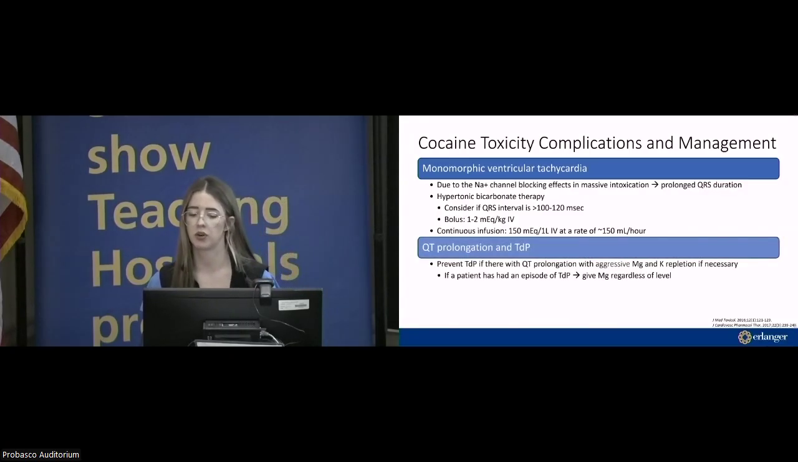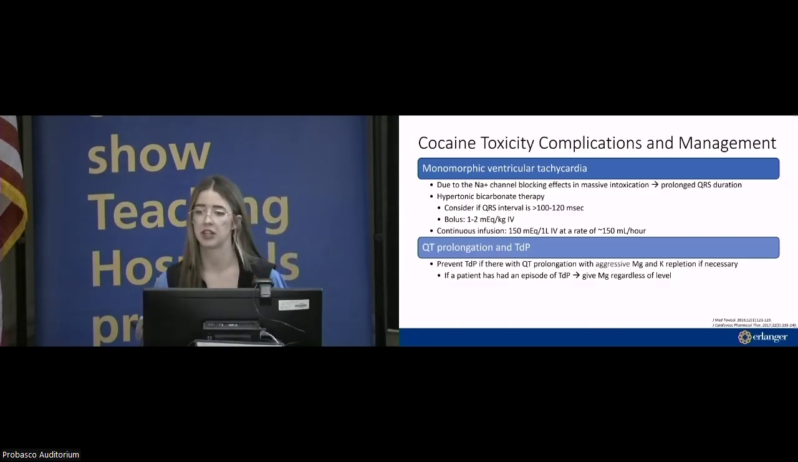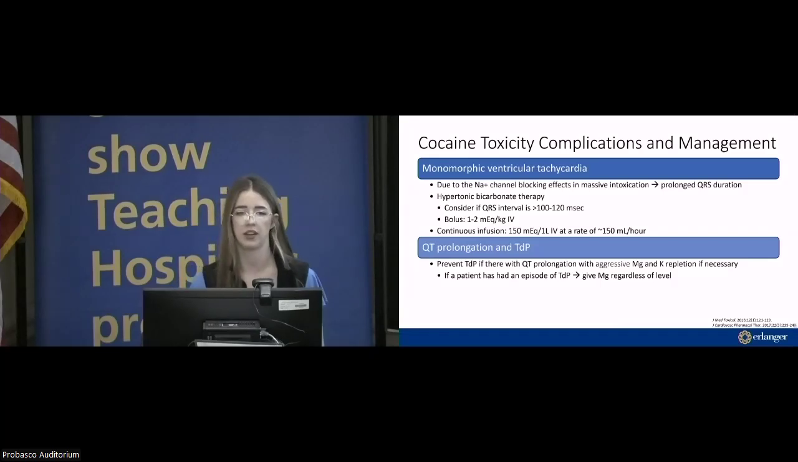Cocaine can also prolong the QT interval and precipitate torsades. We aggressively replete magnesium and potassium, and any patient who is actively experiencing torsades should receive IV magnesium regardless of what their level is.